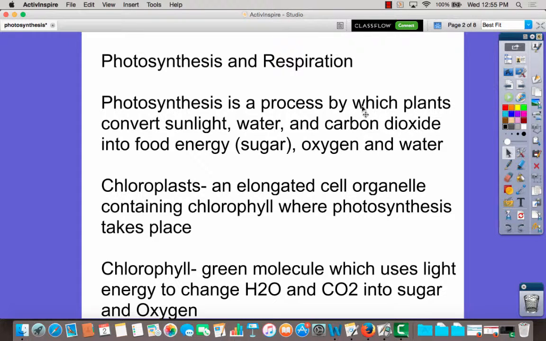This is Mr. Gornto. Today we're going to talk about photosynthesis and respiration. We're going to have a quiz on this Thursday, and then we're going to do our unit test on it on Tuesday. It's just two simple standards.